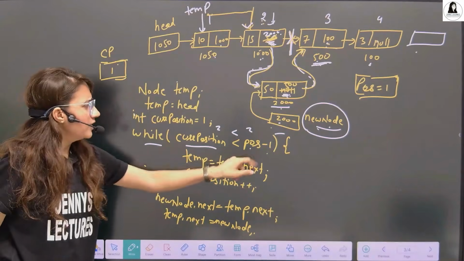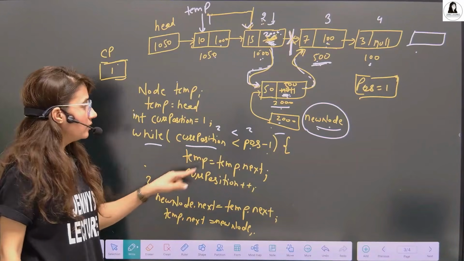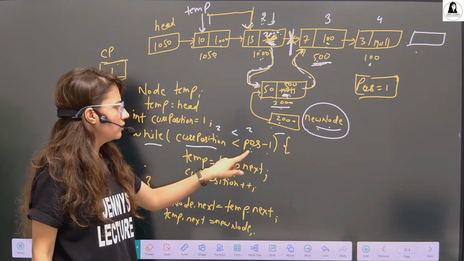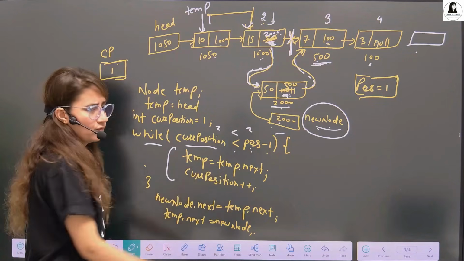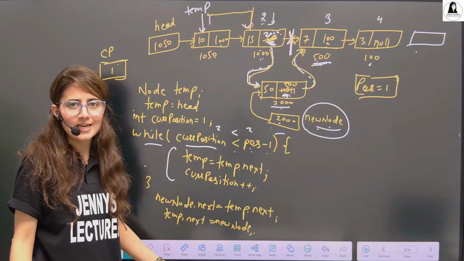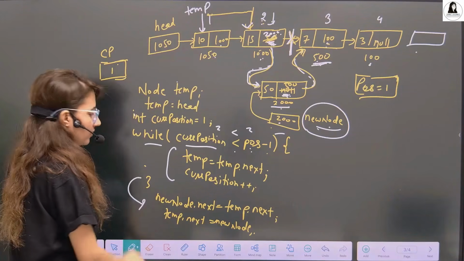While current position is less than or equal to position minus 1: current position is 1, position minus 1 is 0. Is this true? No. So there is no changing, and that's exactly what we want. So directly we go here.